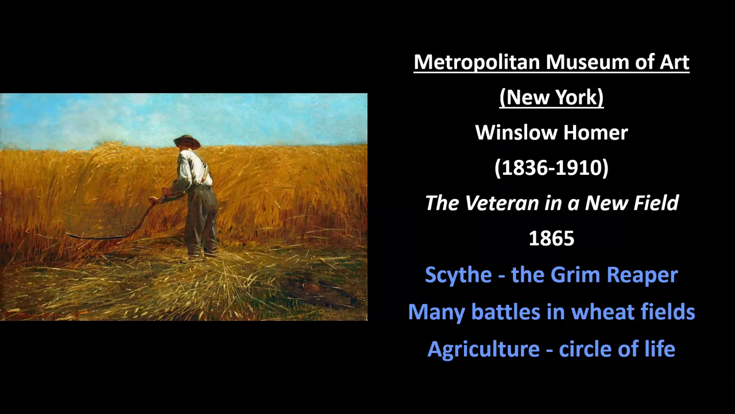But anyway, there's the connotations between the Grim Reaper and these different tools and things like that. And then interestingly enough, during the Civil War, many battles were fought in wheat fields. So maybe that's just an accident that he's out in a wheat field, or maybe it's a memory back to the war for Homer. And then a lot of people thought about agriculture, you're talking about the circle of life as well. Definitely.